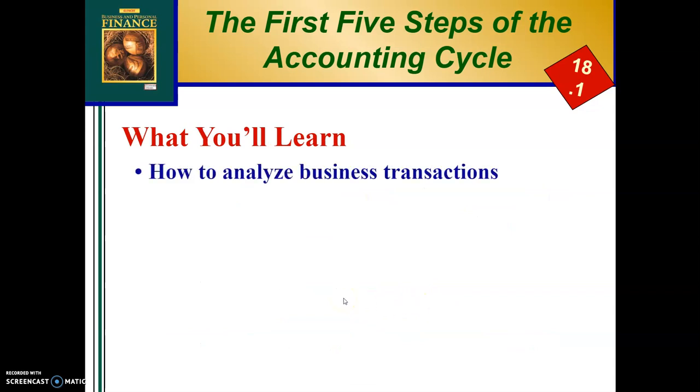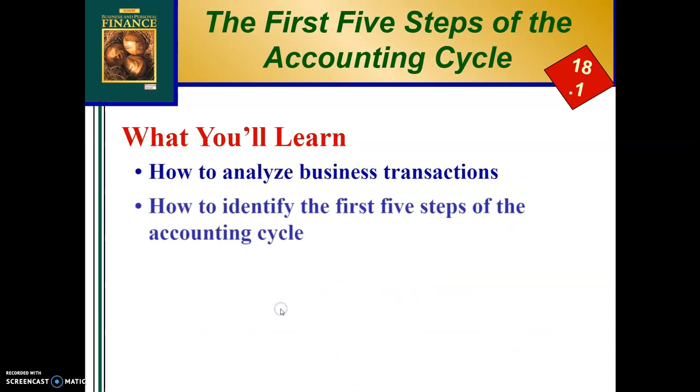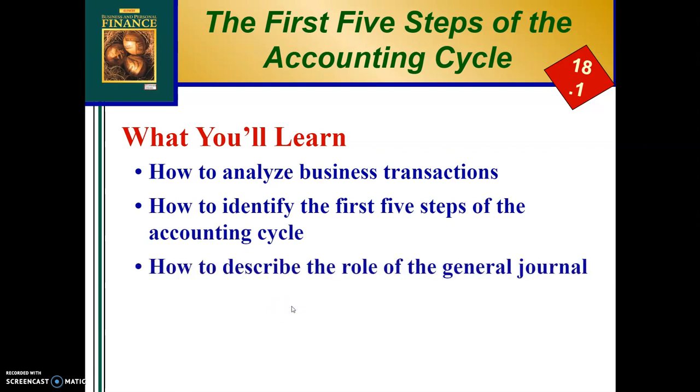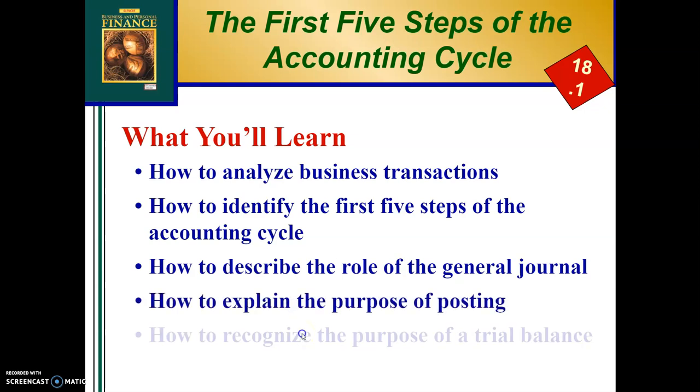All right, so hopefully by the end of this presentation lecture, you'll understand how to analyze business transactions, how to identify the first 5 steps of the accounting cycle, how to describe the role of the general journal, how to explain the purpose of posting, how to recognize the purpose of a trial balance, and these are the 5 steps. There's obviously more than that, but this is where we are going to go, and we are going to stop after we get through the first 5.